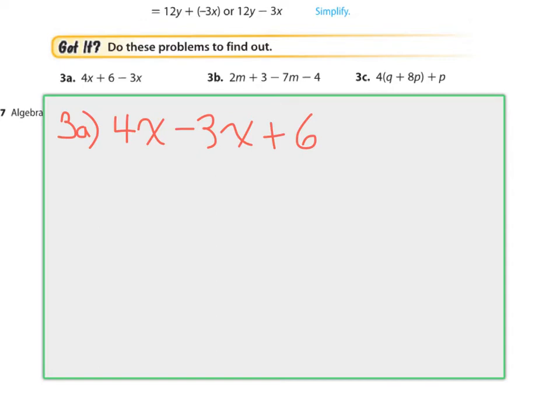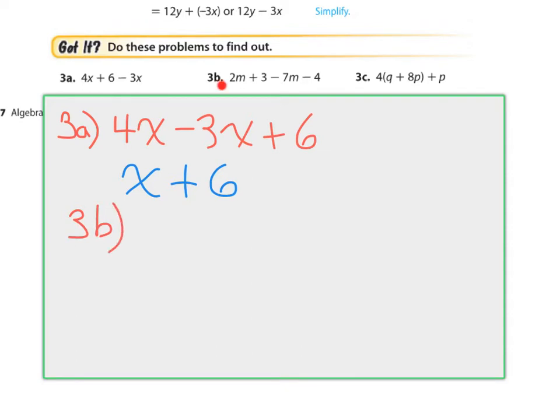And we go ahead and we do simple math. 4x minus 3x is just simply 1x, but we write it just x. We don't have to write a 1 in front of it, plus 6. And that's completed. Let's try now 3b.